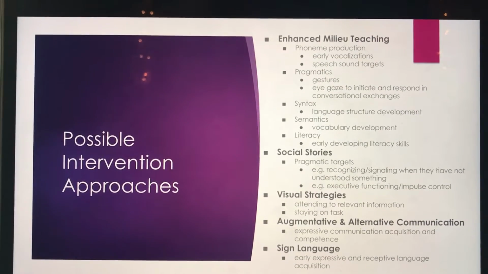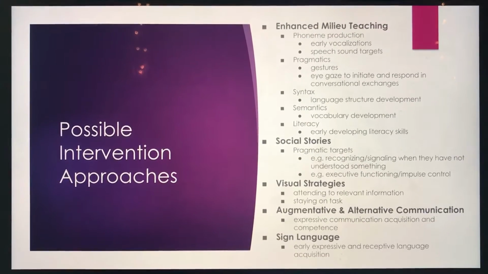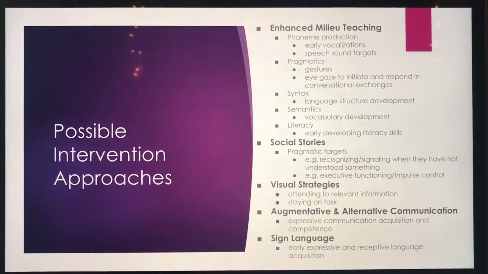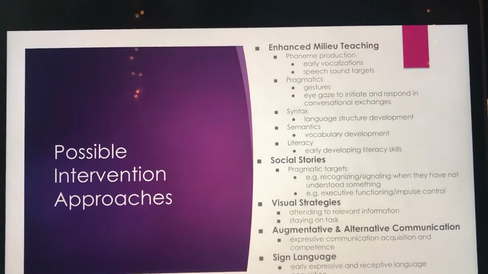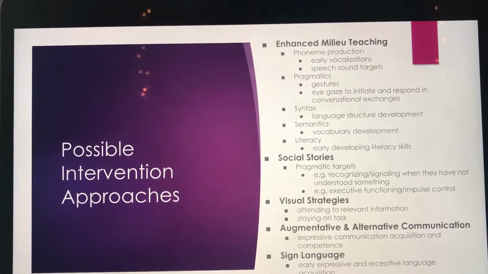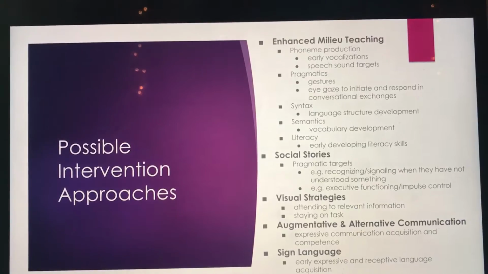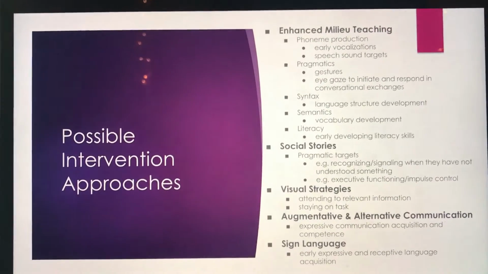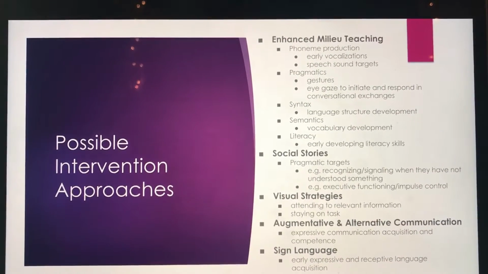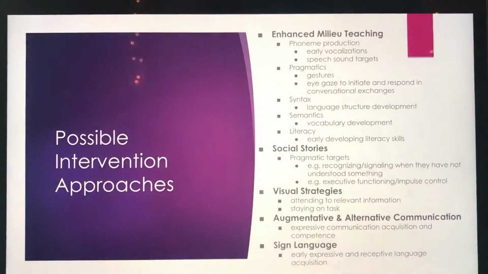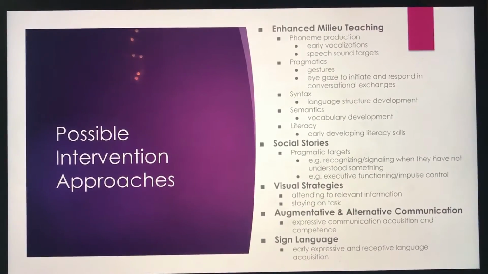So some of the possible intervention approaches that we can use as SLPs to target all of the goals that may be needed for a child with Down syndrome. The first one would be enhanced milieu teaching. This can work for all aspects of language that we would be targeting, but for phoneme production, we could target the early vocalizations and speech sound targets through lots of modeling. We could target pragmatics through modeling gestures and focusing on eye gaze and joint attention to initiate conversation exchange skills that they'll need for later.